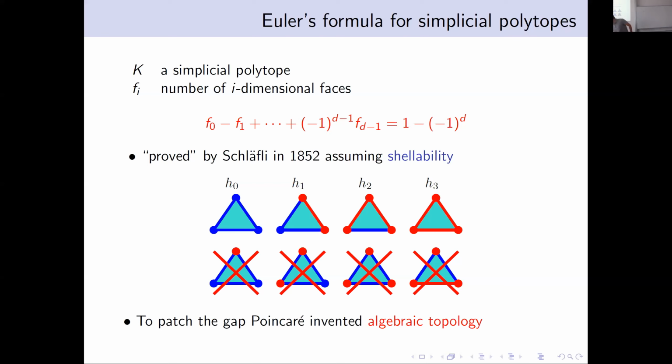Well, and to patch this gap, Poincaré actually invented algebraic topology. Yeah. But that's a serious overkill, by the way. But nevertheless, it turned out to be quite useful. And actually, Poincaré only patched the gap in showing that the Euler's formula actually holds for arbitrary simplicial complexes or even general complexes.